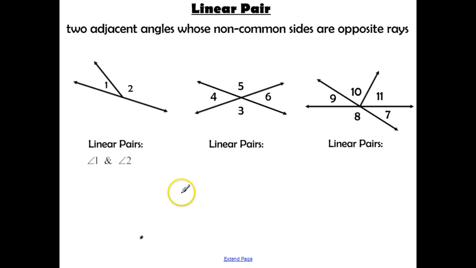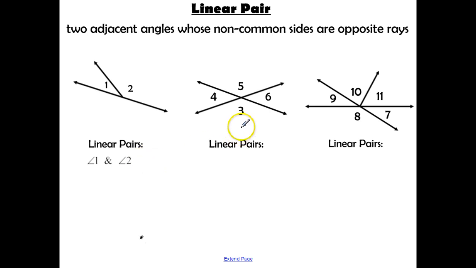Next, let's talk about a linear pair. A linear pair is referred to as two adjacent angles whose non-common sides are opposite rays. So we've already defined adjacent angles: common vertex, common side, and no common interior points. Now the extra special part is that the non-common sides are opposite rays. So the other side of angle 1 and the other side of angle 2 make opposite rays, which means a straight line. So here we have angle 1 and angle 2 are linear pairs.